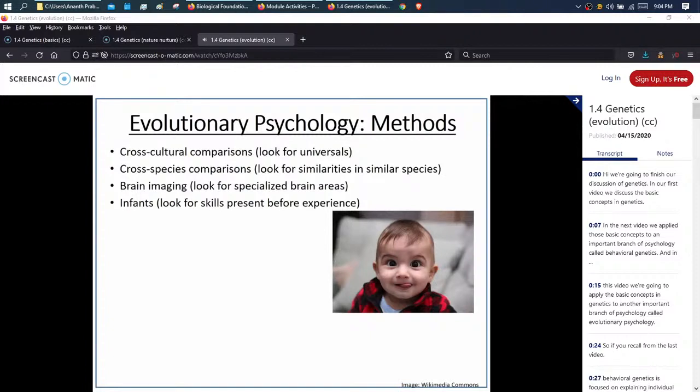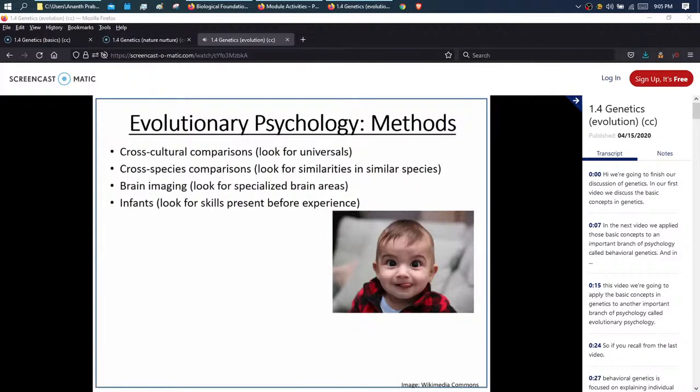So if you can establish the presence of a particular skill or trait or behavior early on, then that provides evidence that something may be built into our genes because it wasn't just learned. Now, that doesn't mean that there are things in our genes that don't show up later, because they can. But if you do find something in early infancy, that suggests that there may be a genetic influence.